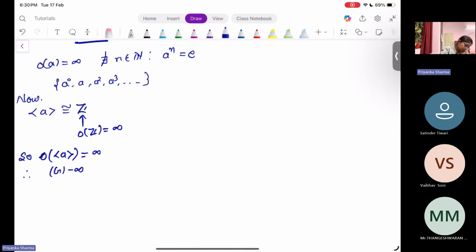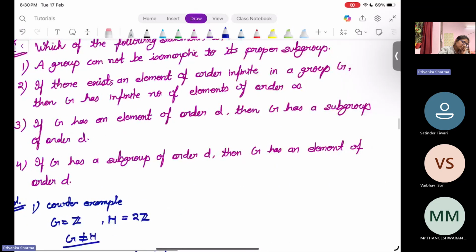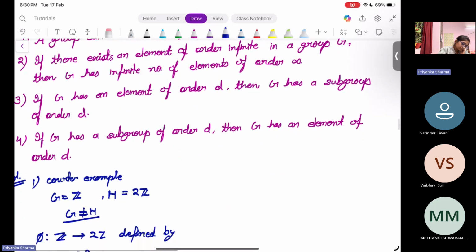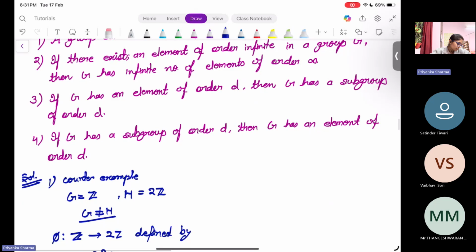Now, what about the third statement? If G has an element of order D, then G has a subgroup of order D. So, is it true or false? We have already discussed this in different ways.